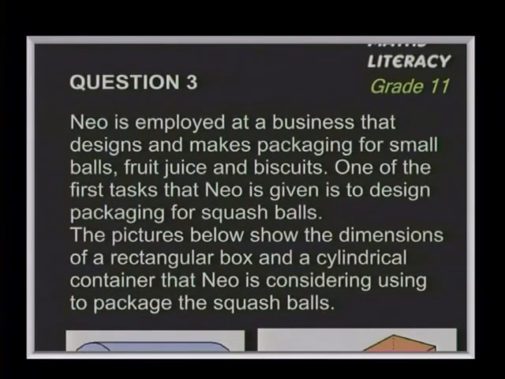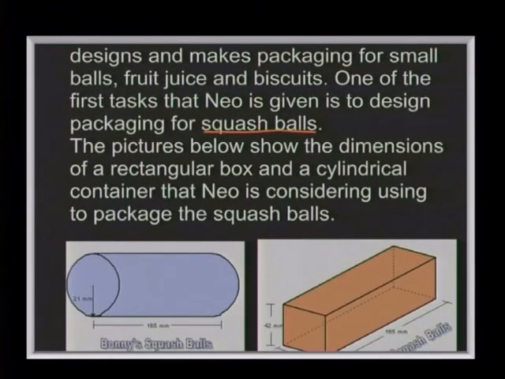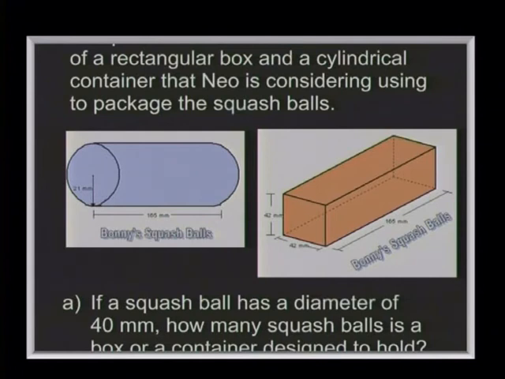Right, question 3. Nao is employed at a business that designs and makes packaging for small balls, fruit juice and biscuits. One of the first tasks that Nao is given is to design packaging for squash balls. He's going to be designing packaging for squash balls. The pictures below show the dimensions of a rectangular box and a cylindrical container that Nao is considering using for packaging the squash balls. So let's quickly look at our different dimensions. We've got a cylinder which has a height of 165 millimeters and it has a radius of 22 millimeters. And we have a rectangular prism whose length is 165 millimeters and a square on the end. Our common side here is a square of 42 millimeters by 42 millimeters. So those are the two boxes that we are considering.